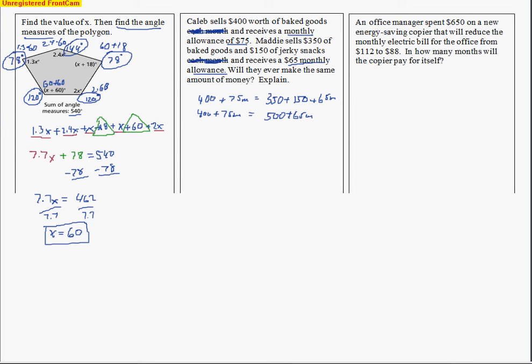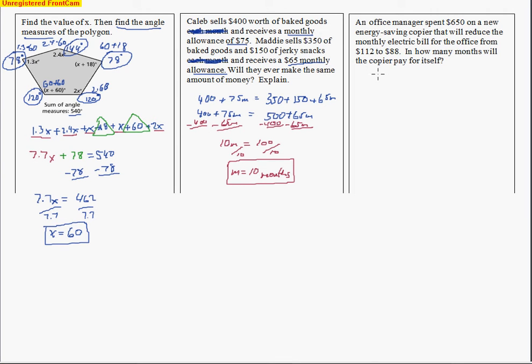And then I'll do some opposite operations. And so when I do that, I'll go ahead and subtract the 65M from both sides. And when I subtract the 400 from both sides at the same time, just to speed up the process a little bit, I'm left with 10M equals 100. So when I divide by the 10, you'll see how I end up with M equals 10. So after 10 months, yes, they will end up having the same amount, or they will have the same amount of money.